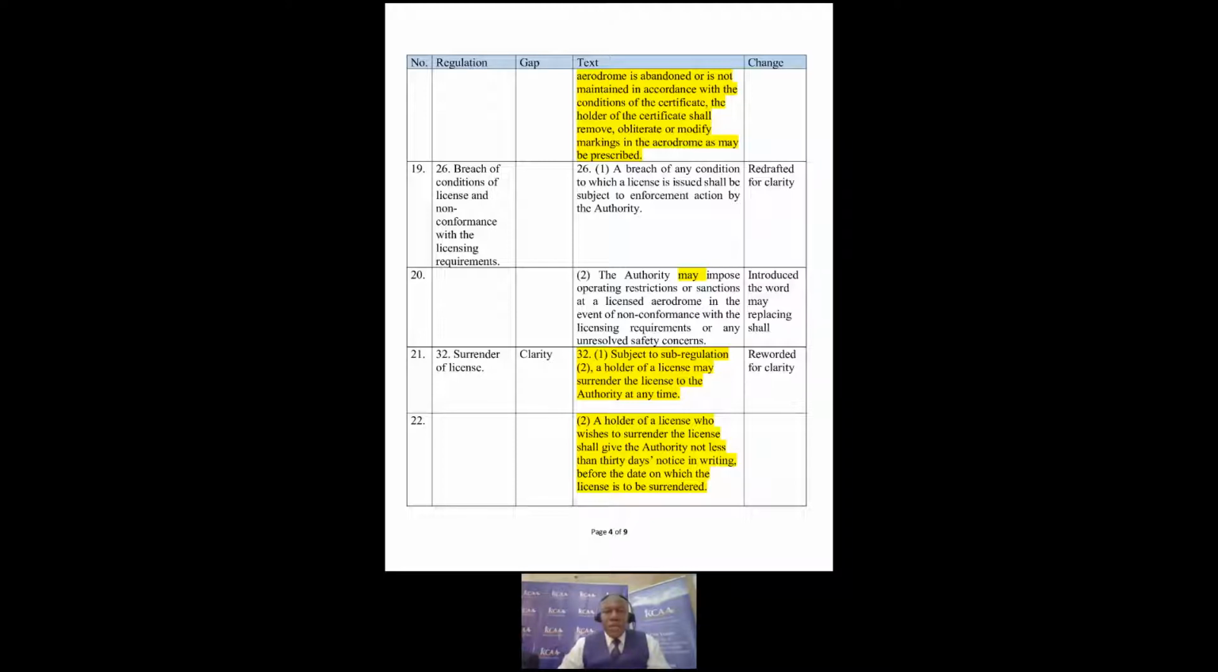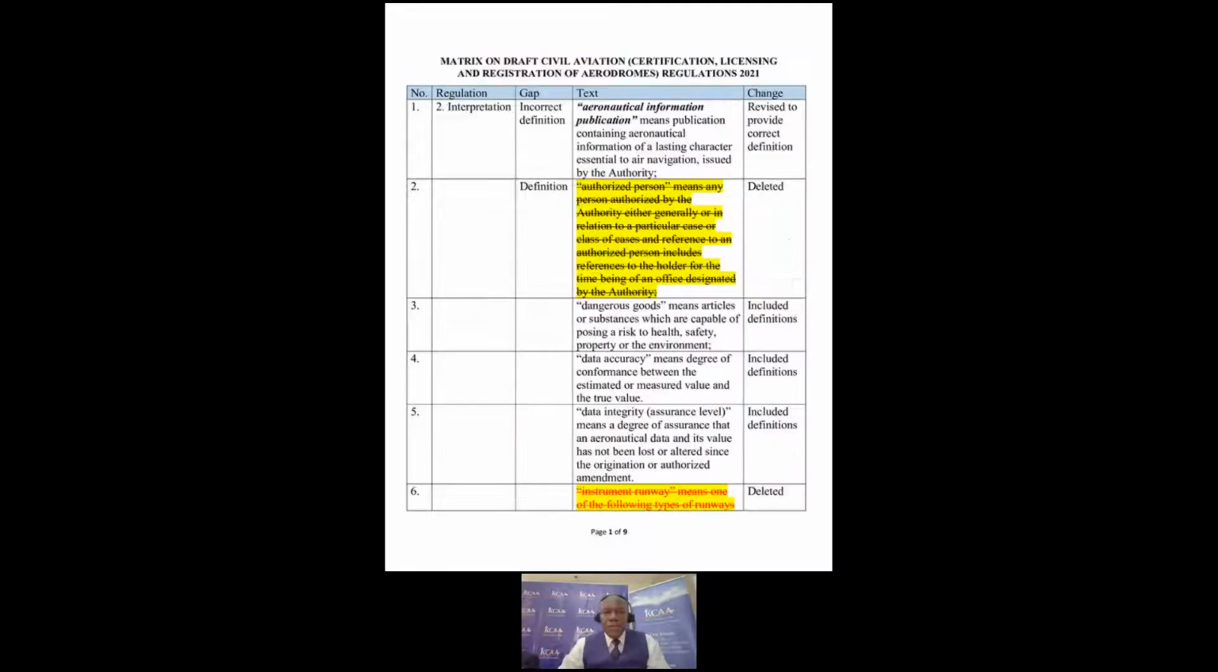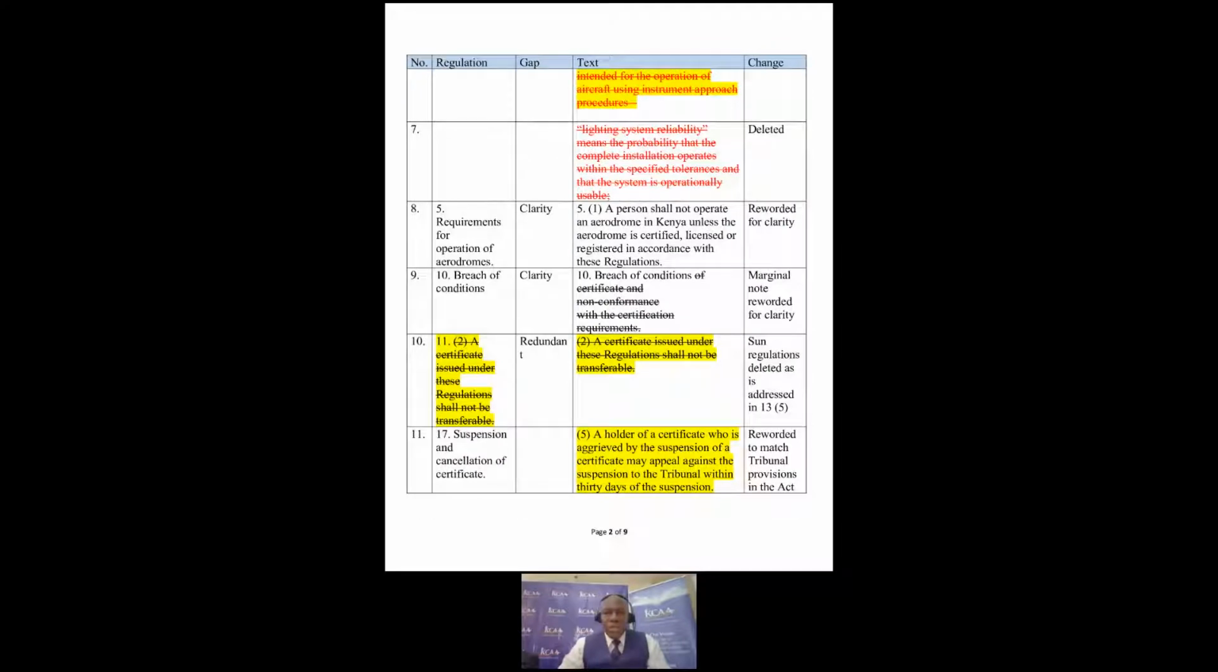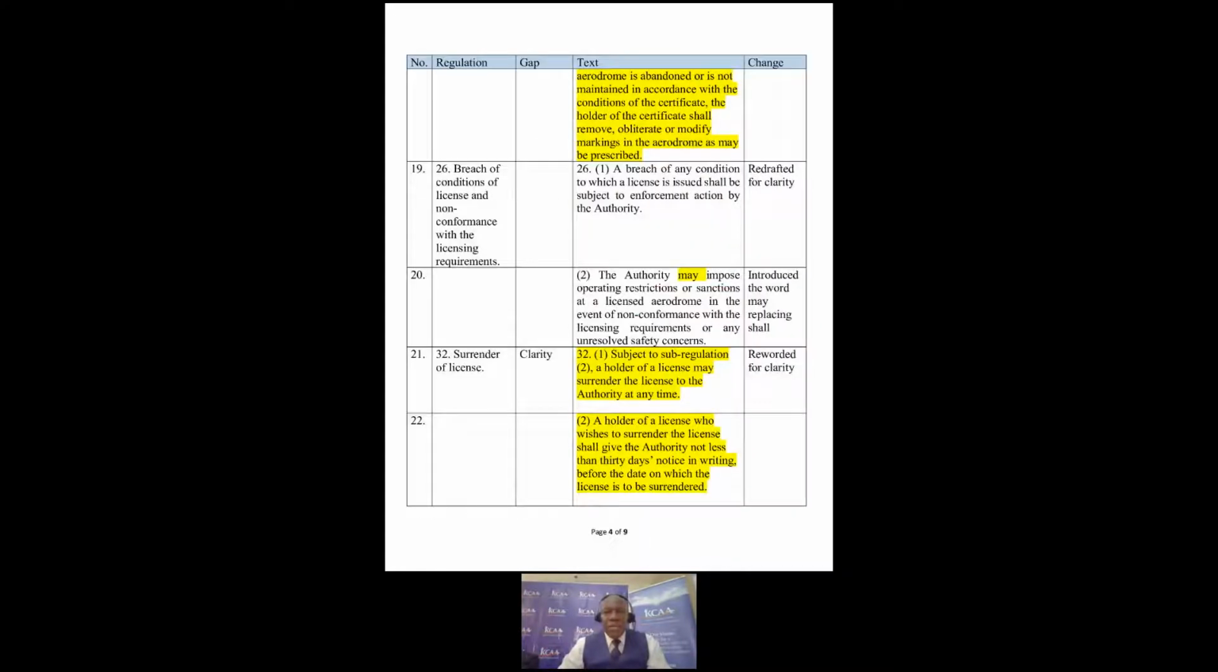Just as we have also reworded, sorry, I'll just go back to it. The marginal note in Regulation 10. Similarly, the marginal note in Regulation 26 will also be reworded to indicate breach of conditions of a license, so that this reflects to a license. Regulation 10 relates to a certificate.